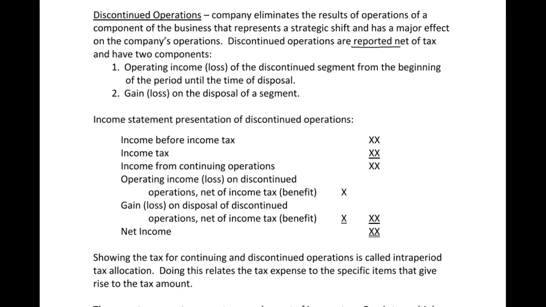A couple of key things here. Discontinued operations are reported net of tax. We'll talk about how to do that. Basically, you just multiply it times 1 minus the tax rate, but we'll get into that in a second. There are two components. There's the income or loss.